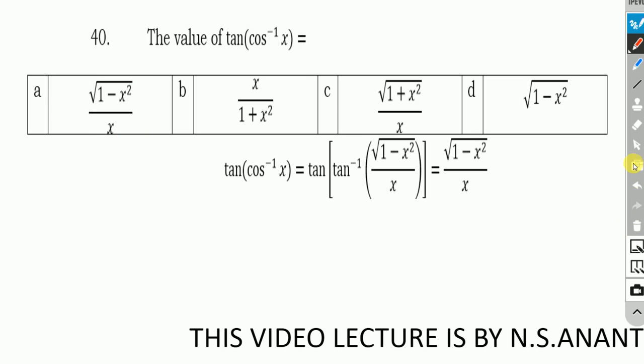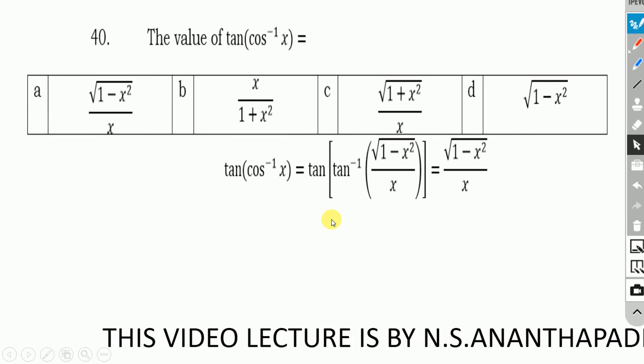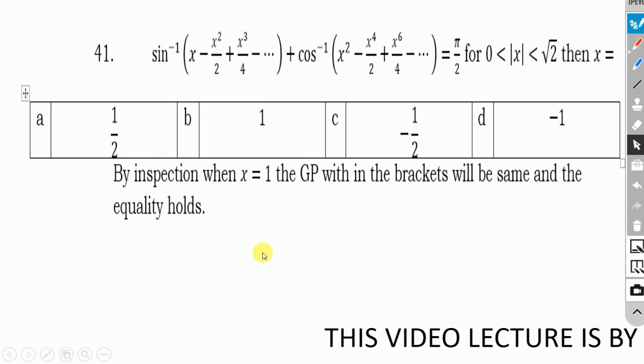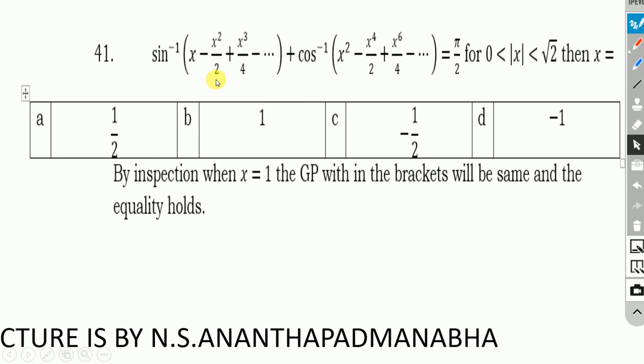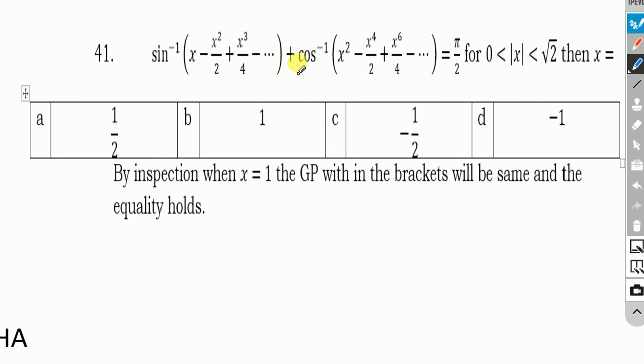If sin inverse of x minus x square by 2 plus x cube by 4, etc. Here I have sin inverse of x minus x square by 2 plus x cube by 4 minus, alternatively I have minus and plus. Here cos inverse of x square minus x to the power of 4 by 2, x to the power of 6 by 4 minus, etc. is equal to pi by 2. For 0 less than mod x less than root 2, then x is equal to, I have to check for what value of x this holds.